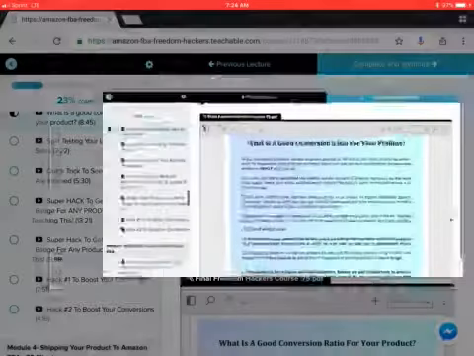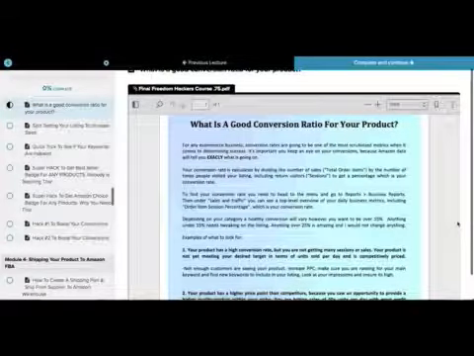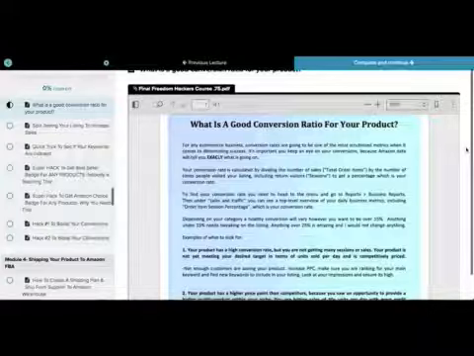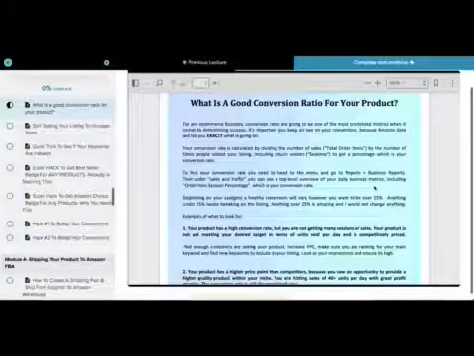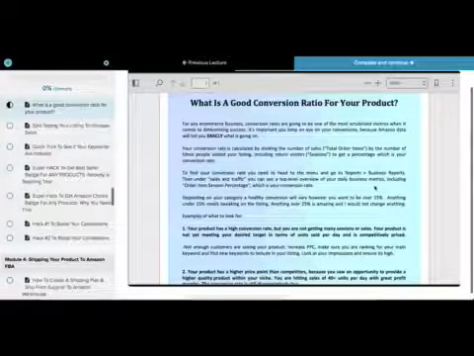Right, guys. So the next topic we're going to talk about is what is a good conversion ratio for your product. This is one of the big debates, and it's one of the biggest metrics that are not actually paid attention to when building your Amazon business.